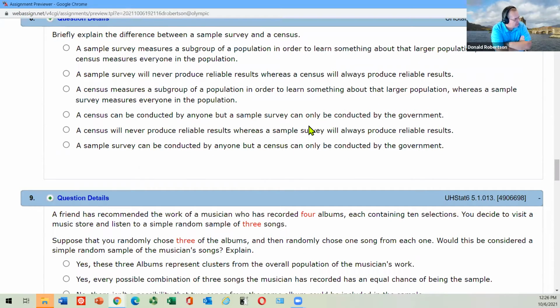Now, here's this one. Briefly explain the difference between a sample survey and a census. Now, there are a whole load of sentences there, and you could read that, but in your own words, what's the difference between a census and a sample?